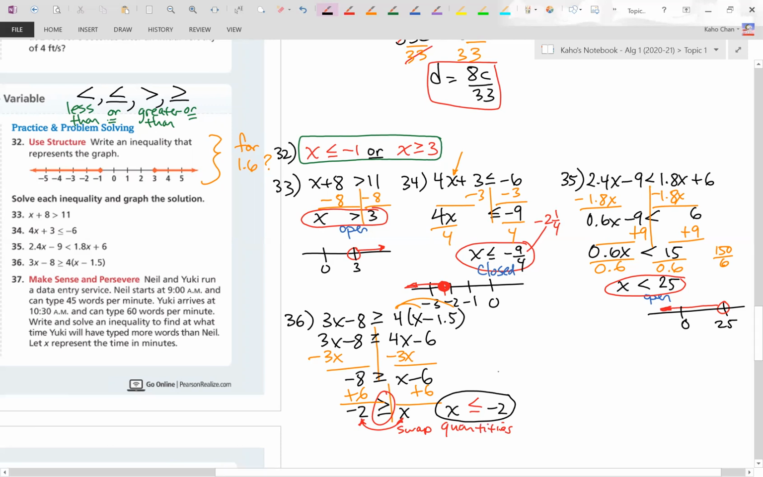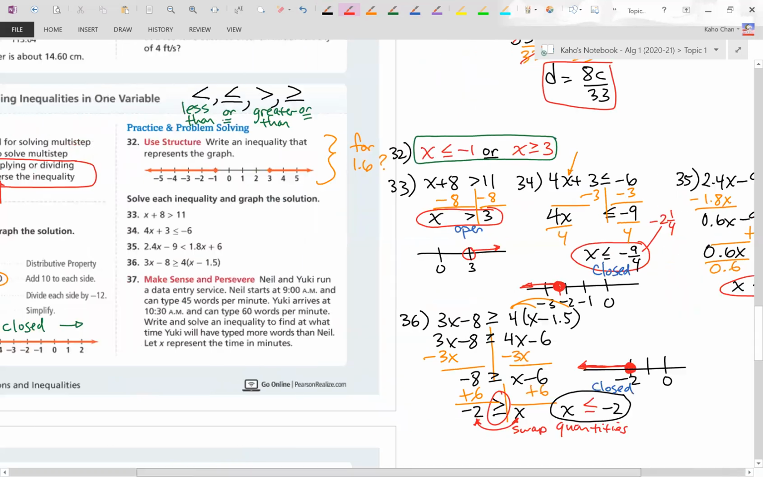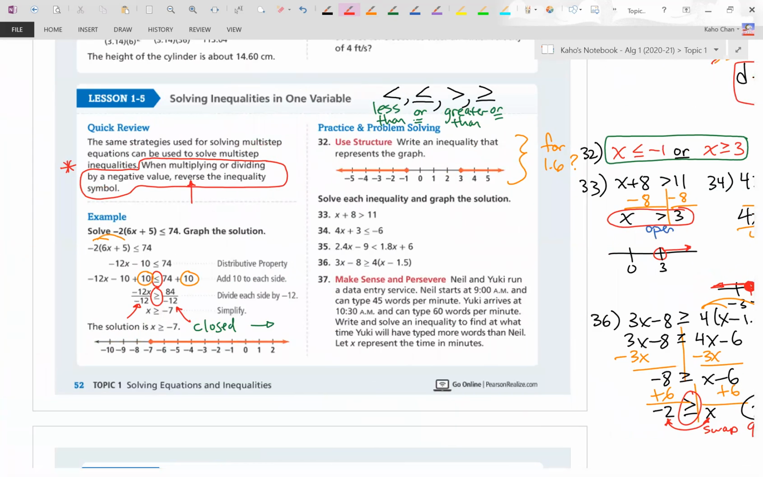Let's graph that. It's a closed circle at negative 2, and it's going to the left. To the left, to the left. All right. I think we're ready for the last section. Any questions? Let's do it. Let's move on to the last section here. Here we go.